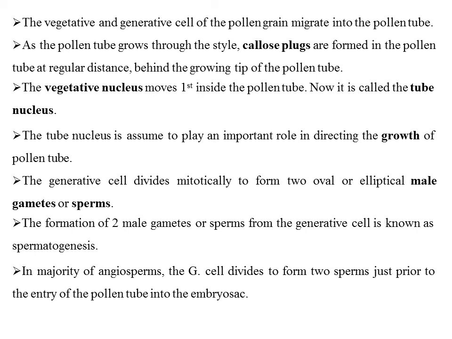The tube nucleus is assumed to play an important role in directing the growth of the pollen tube. The generative cell divides mitotically to form two oval or spindle-shaped male gametes or sperms. The formation of two male gametes or sperms from the generative cell is known as spermatogenesis. In the majority of angiosperms, the generative cell divides to form two sperms just prior to the entry of the pollen tube into the embryo sac.